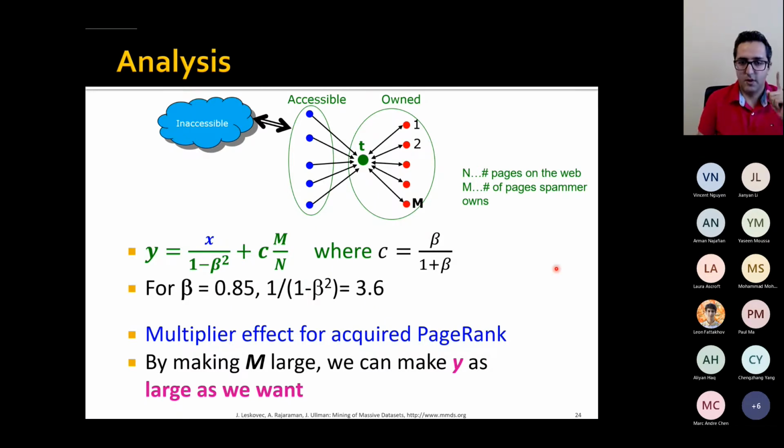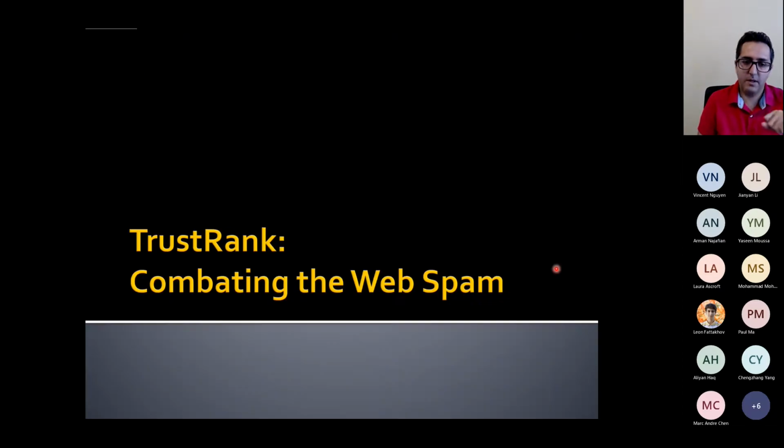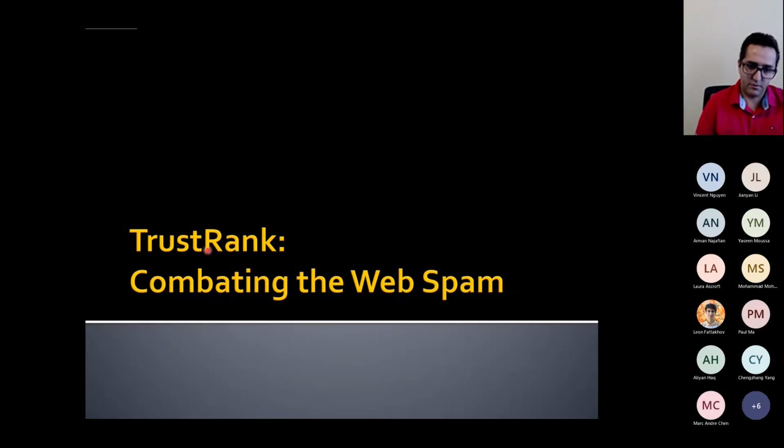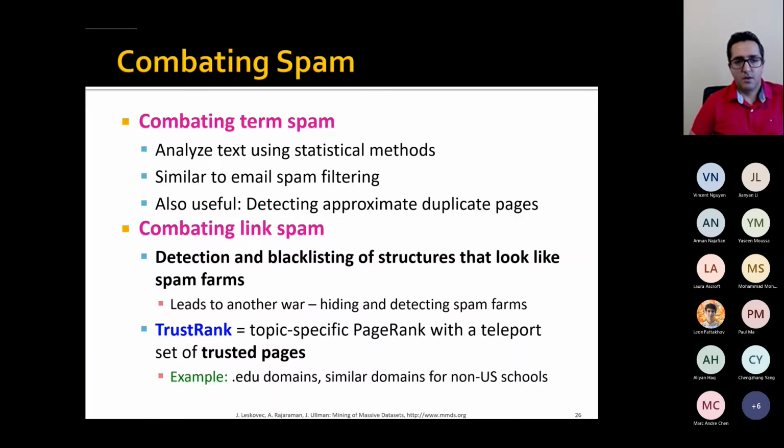Let's move on. So this is a problem for Google now, because there is a way to break PageRank, basically. So how can we combat web spam? Let's talk about this algorithm, TrustRank. In general, there are two types of spamming. We have term spam and we have link spam.